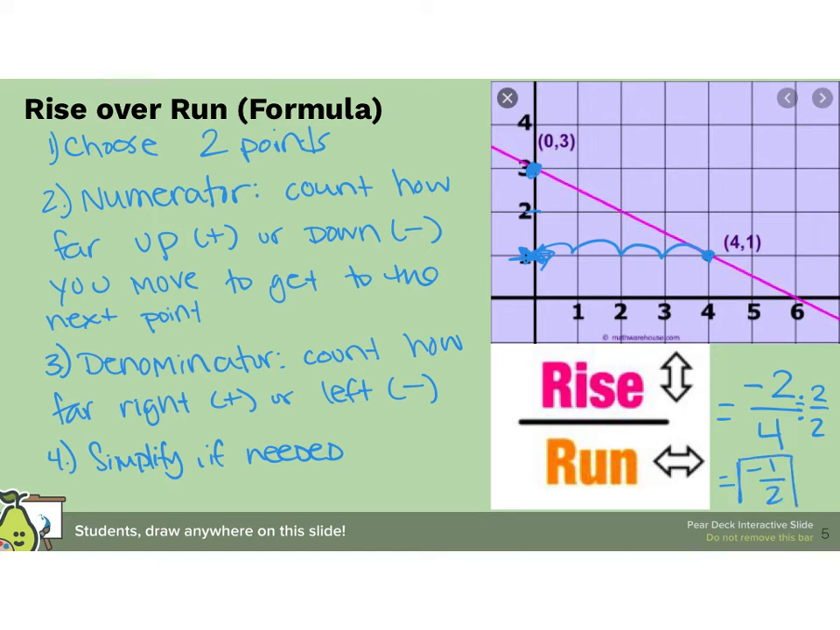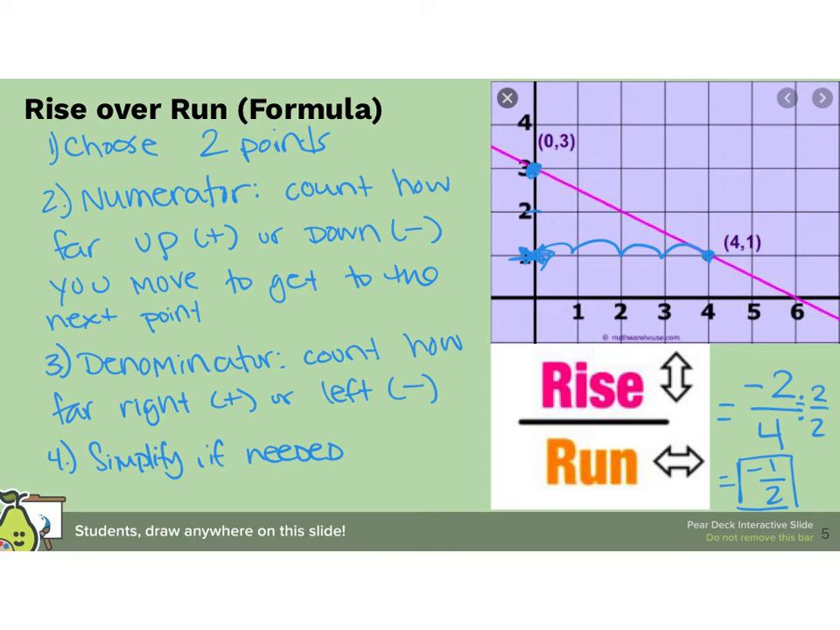If you were to type -2 over 4 into your exit ticket, it would mark it as wrong. So we have to understand when we can reduce. You can do -2 divided by 2 to see if it gives you a whole number. It will give you -1. And then you can do 4 divided by 2. It's an even number, so 2 is going to go into it. That's it for using rise over run.